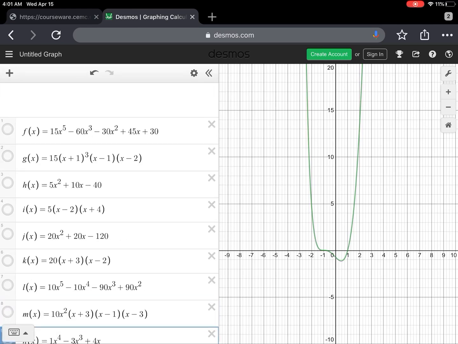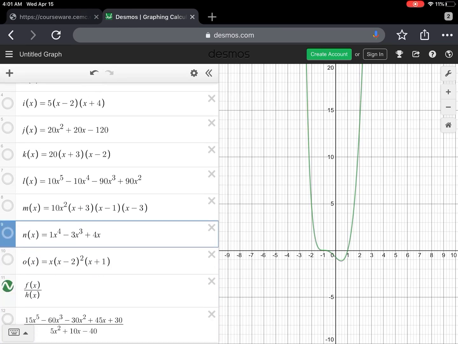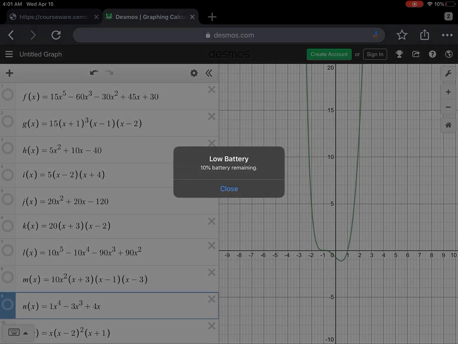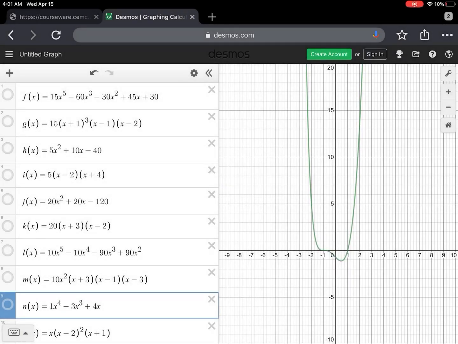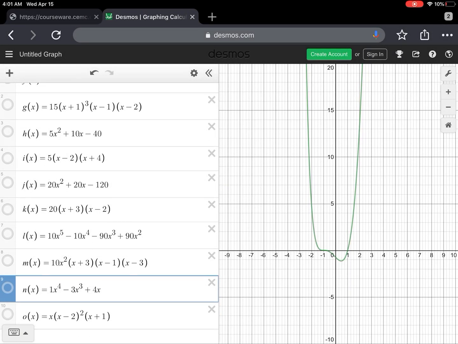Alright, I'm back, and now we're going to start talking about graphing rationals.